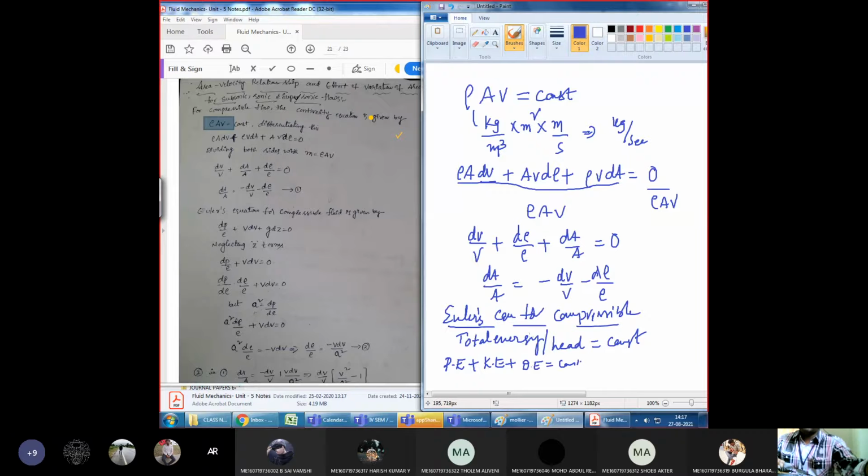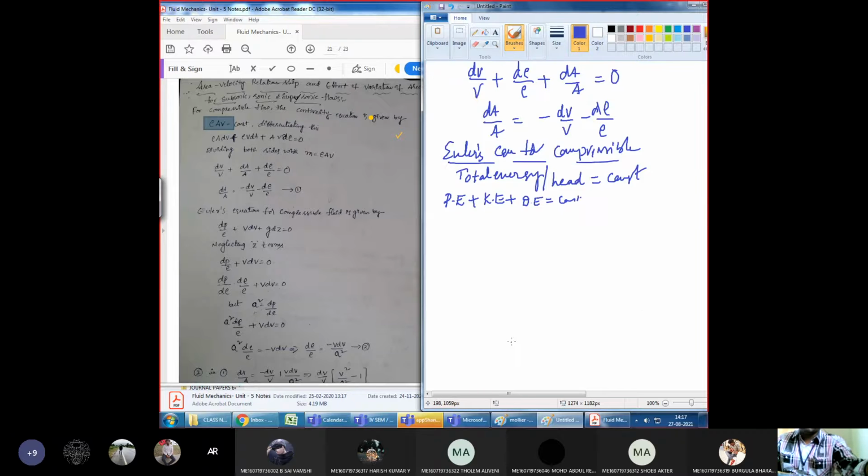Equals to constant. Okay, right. So from this, we can write dP by rho plus VdV plus GdZ is equal to 0. Okay, so you should remember this one. This is the Euler's equation of motion.